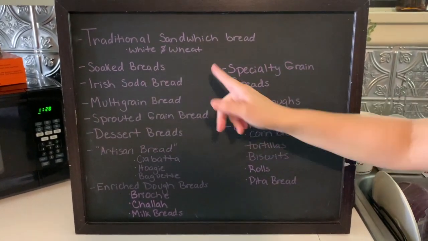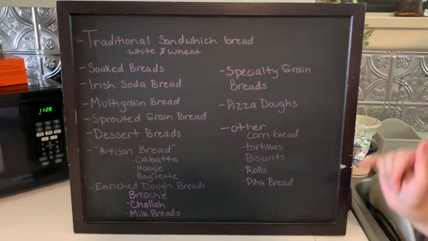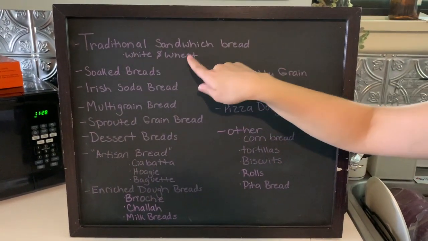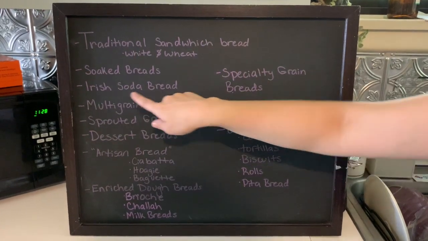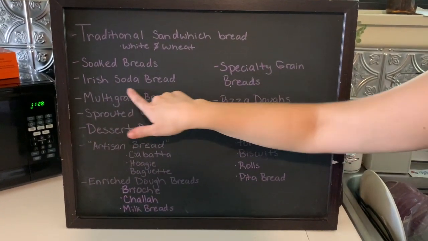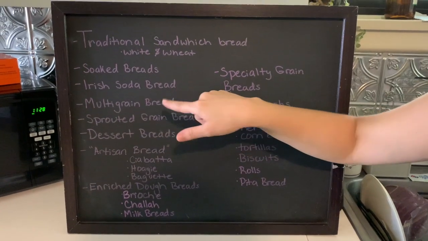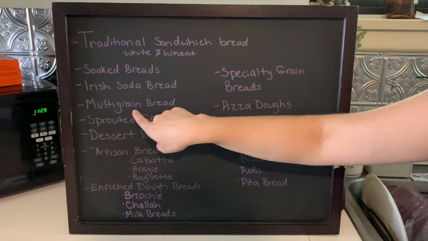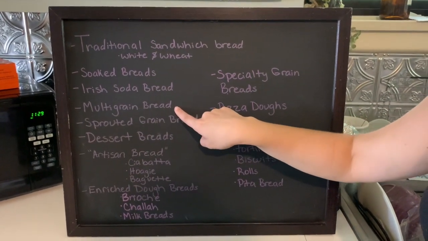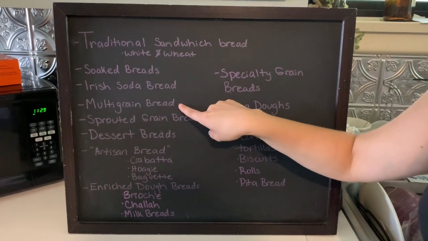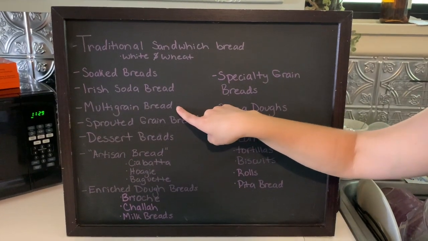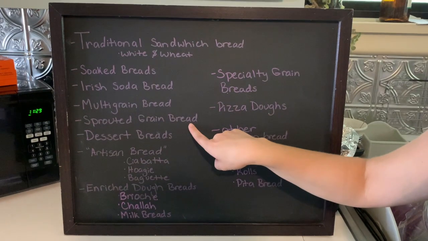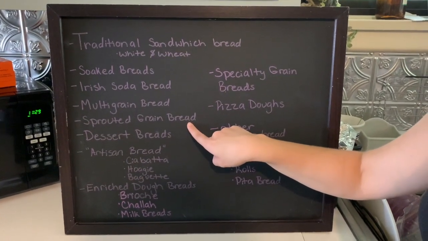Soaked breads, which include the sponge leavening agent that we talked about before, they're a little easier to digest than the traditional white or wheat sandwich bread. We have Irish soda bread, which uses baking soda as the leavening agent and is a lot faster than a yeast bread. We have a multigrain bread, which can include an oatmeal bread, a rye mix bread, a spelt mix bread. We can do sprouted grain breads from the sprouted flour that we talked about before.